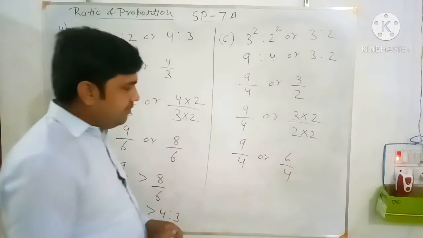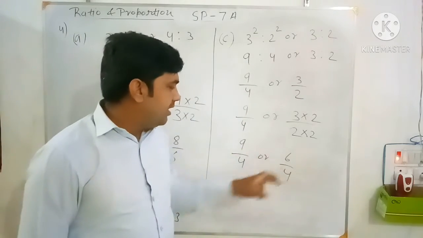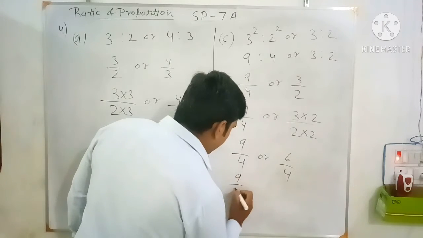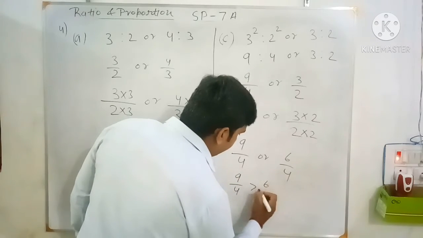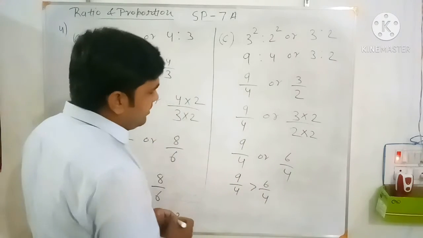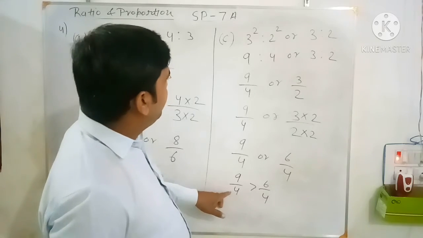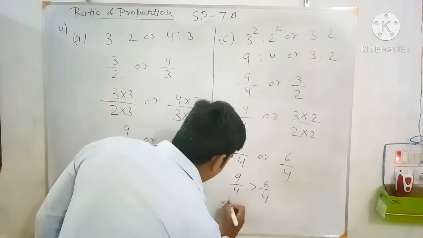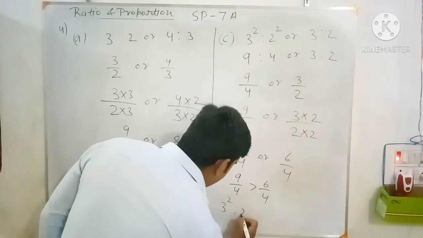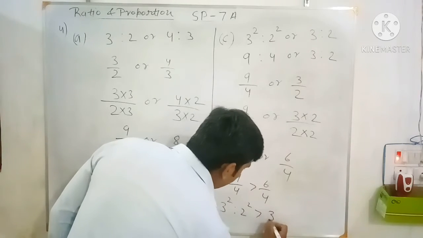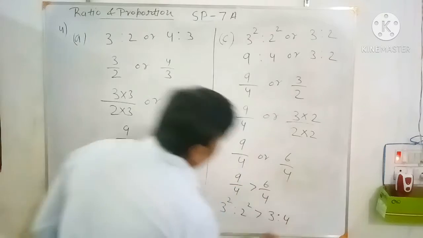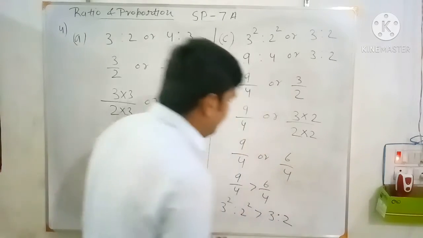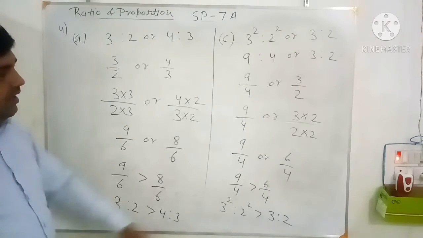Now see the denominators of both fractions are the same. Now we compare the numerators. 9 is greater than 6. This means this fraction is greater. So 9 by 4 is greater than 6 by 4. And 9 by 4 is the equivalent fraction of the ratio 3 square is to 2 square. So we can write 3 square is to 2 square is greater than 3 is to 2. Like this we can solve it.